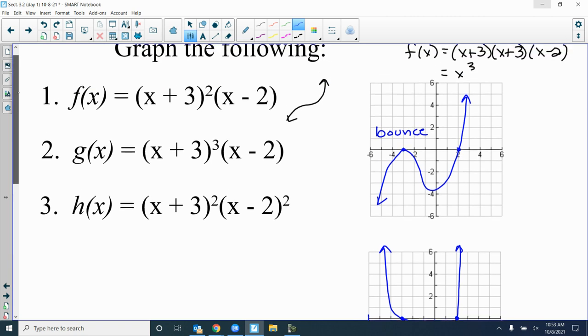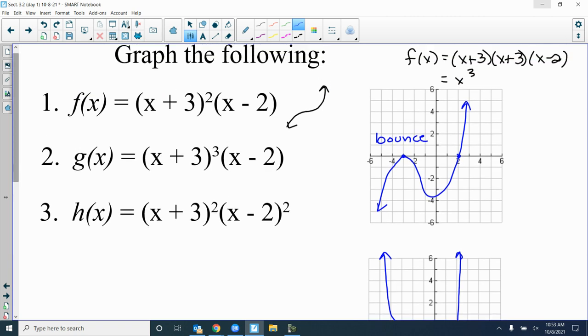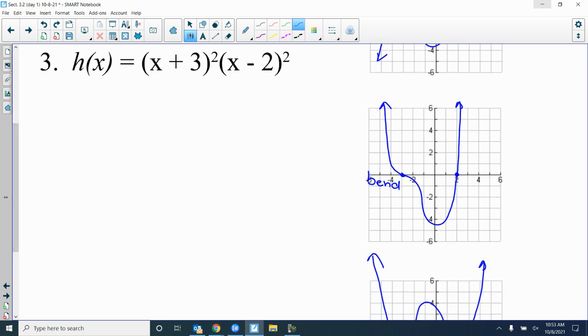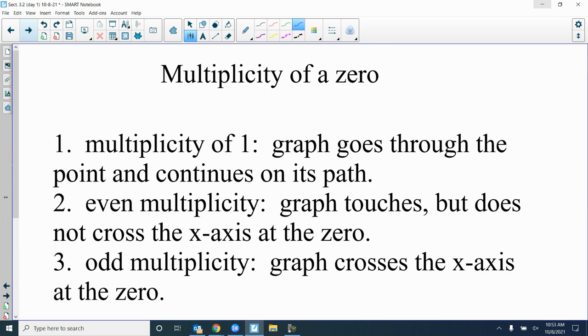All right, what makes something bounce? What makes a graph bend, and what makes a graph go straight through? Okay. It all has to do with the exponent on the outside of that (x + 3) or (x - 2). And that's called the multiplicity. So if it has a multiplicity of 1, which means that this is the first degree, the graph goes straight through. There's no bend, there's no bounce. It just continues on its path.